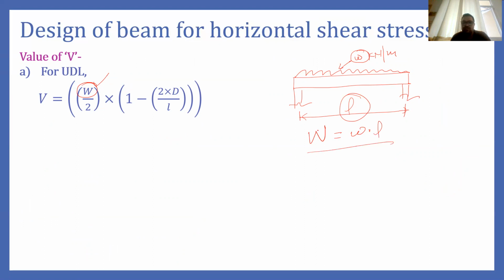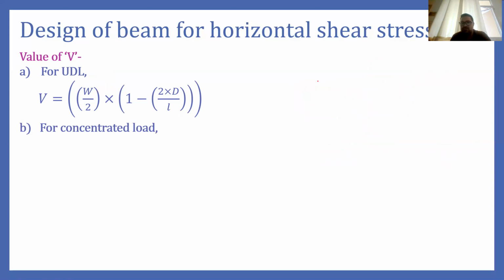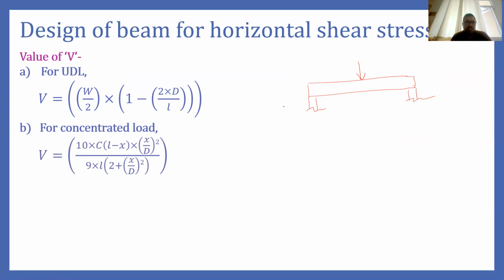So this is how we calculate the total load, this capital W, and D is the depth, L is the effective span. Similarly, if we have the concentrated load, for example, say this is the beam subjected to a concentrated load, and in this case V will be calculated by this relation. So both of these formulas are given in the IS code. I will be showing you this formula in the IS code later.